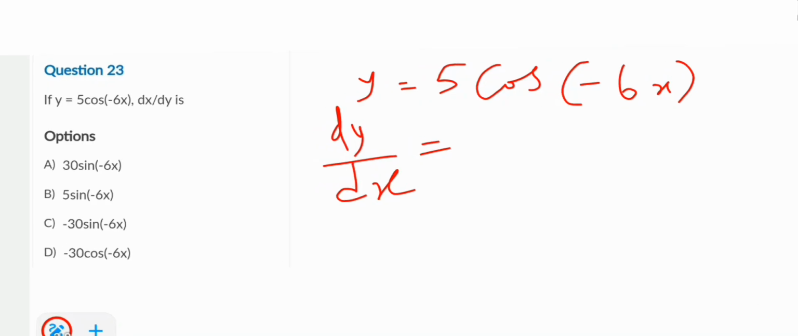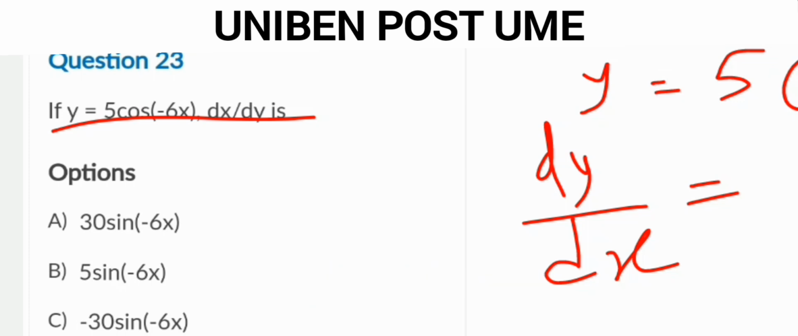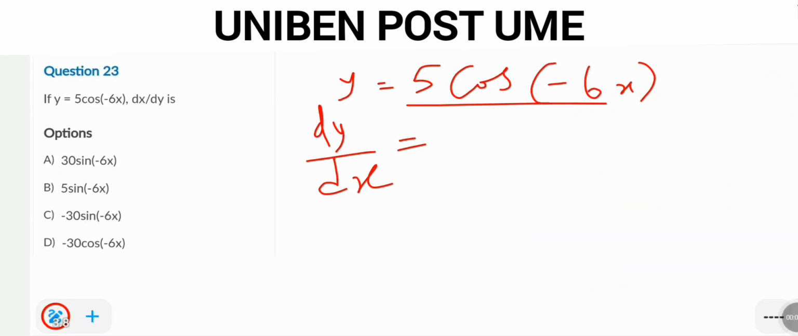B. The next question, we are told that if y is equal to 5 cos minus 6x, we have to find dy/dx. So this is a very straightforward question. This is under calculus, differentiation to be precise. So you have to differentiate this.